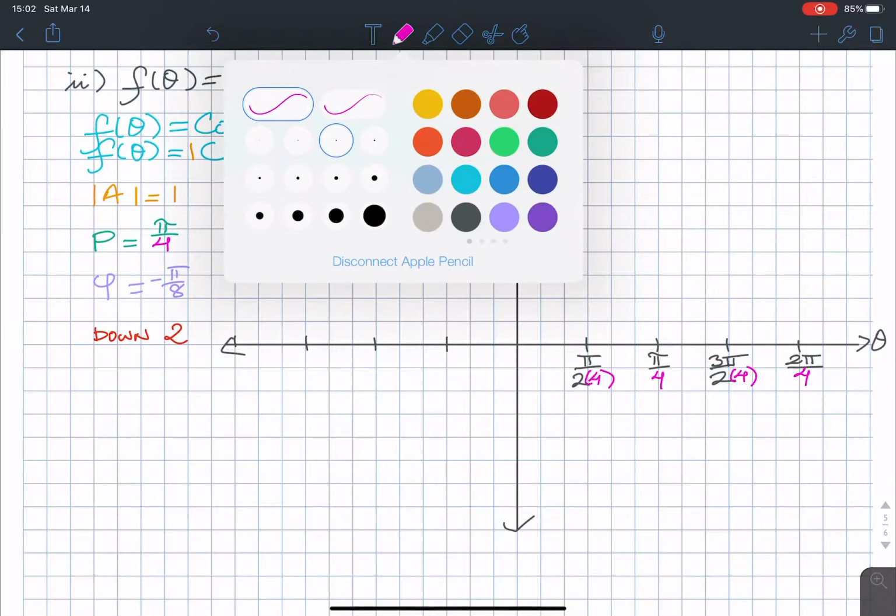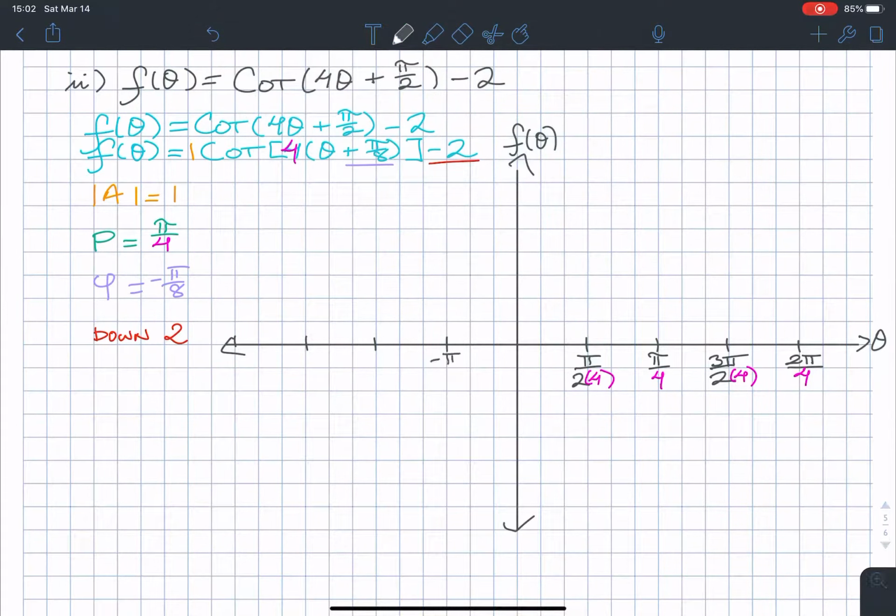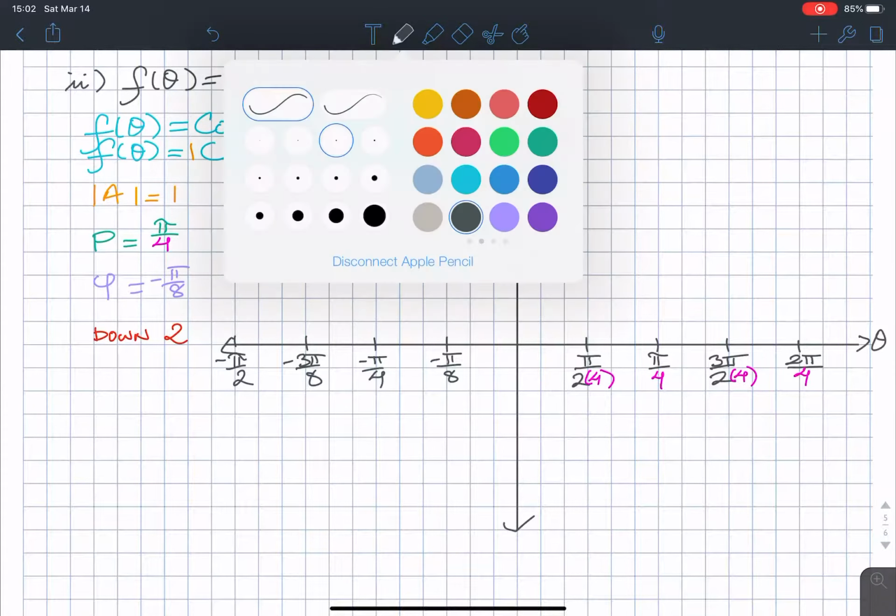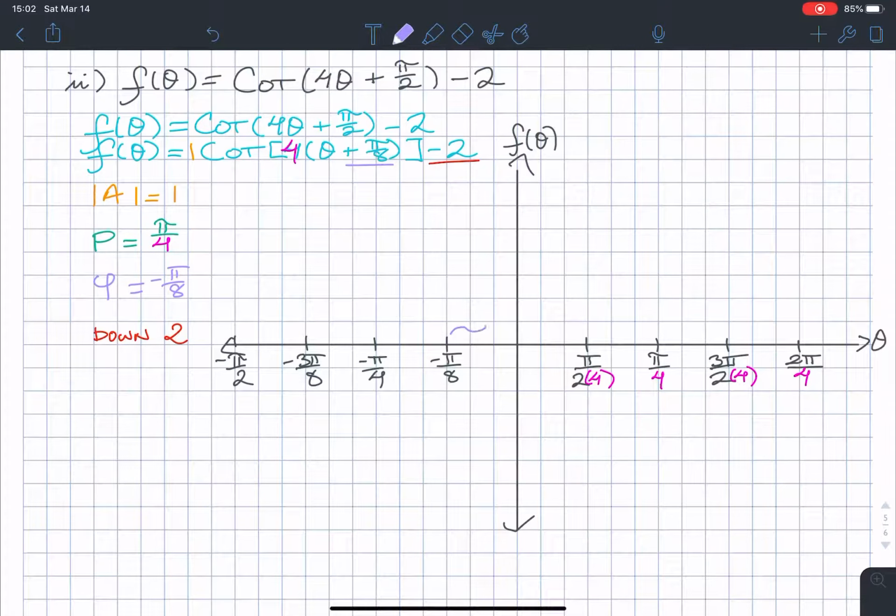Okay, so going backwards, that'll be negative pi over 8. That's interesting. Negative pi over 4, negative 3 pi over 8, and negative pi over 2. So notice that my horizontal translation is to the left. Pi over 8, that is 1 quadrant in this instance.